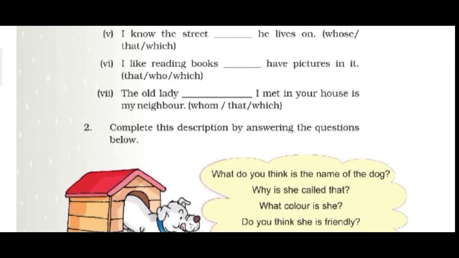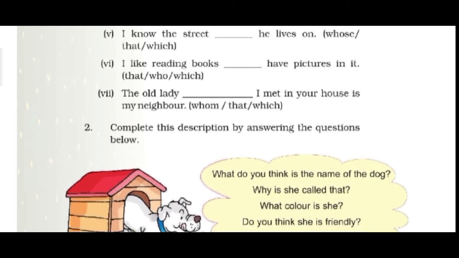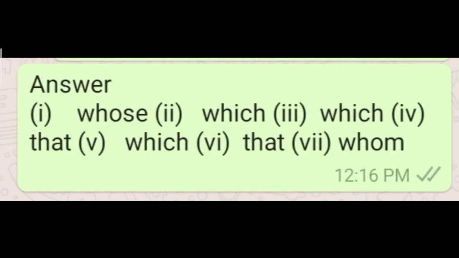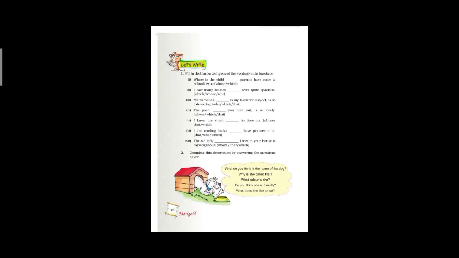Okay, then: I like reading books that have pictures in it. I like reading books. You can see the word before the dash, books, then after the dash, have. So I like reading books which have pictures in it. Then who they have given, but who will not come, because who will refer to maximum human beings. So which or that, you can use both, no problem, both are right. See here, the sixth one, that they have given, but both are right.